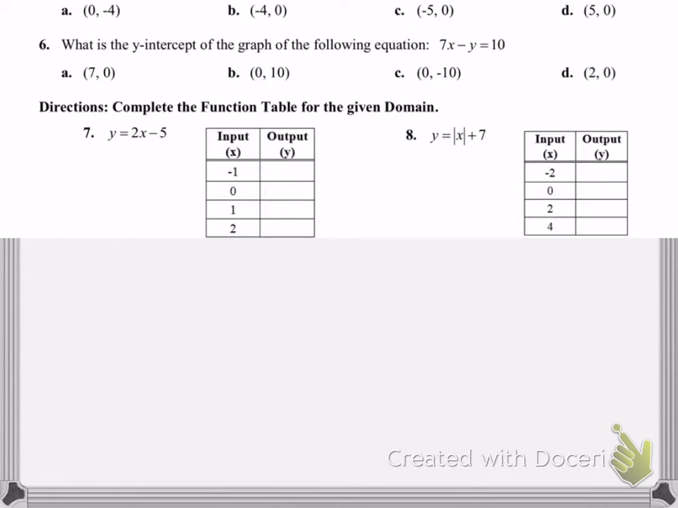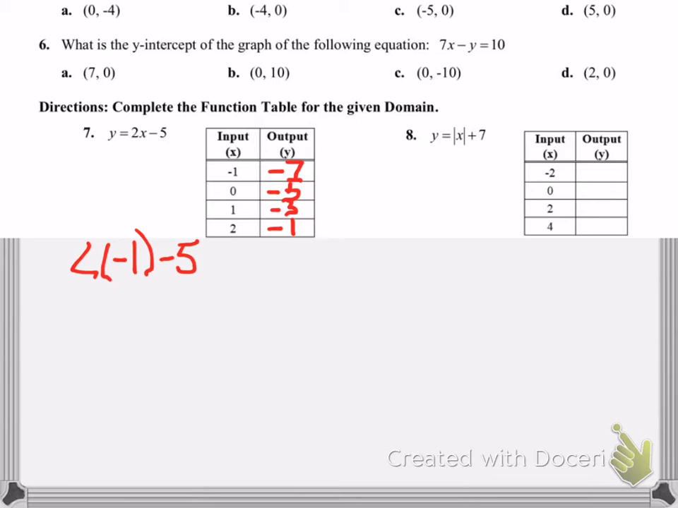For numbers 7 and 8, we're filling in the table, and they give us the values. So all I'm going to do is evaluate, okay? 2 times -1 minus 5. 2 times -1 is -2, minus 5 is -7. 2 times 0 is 0, minus 5 is -5. 2 times 1 is 2, minus 5 is -3. 2 times 2 is 4, minus 5 is -1.